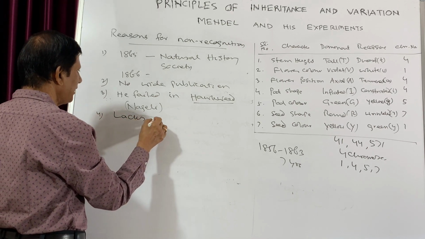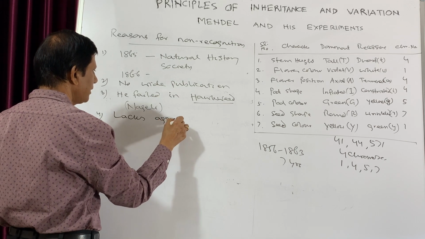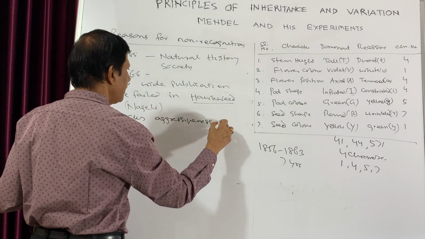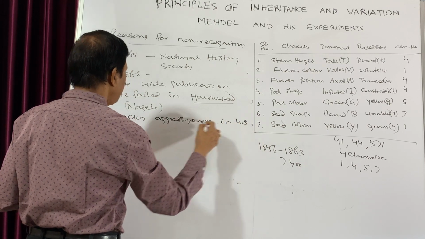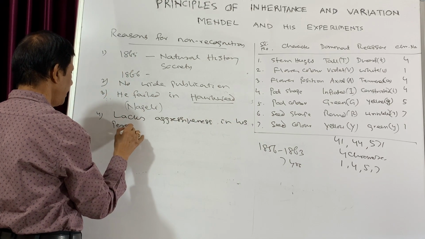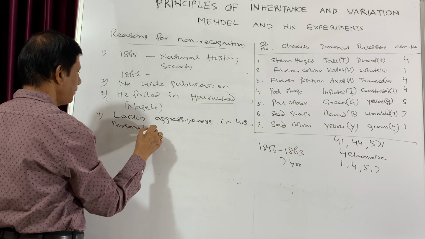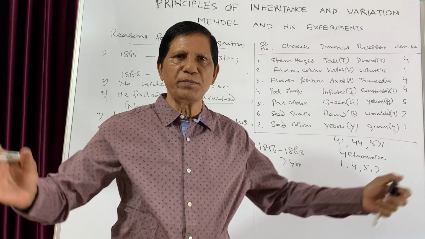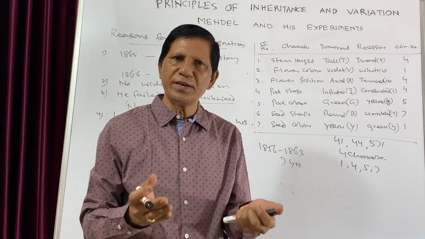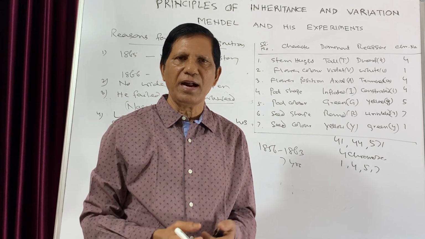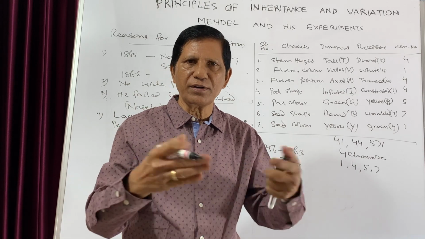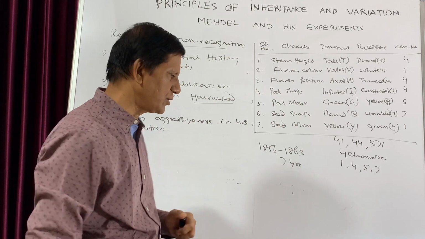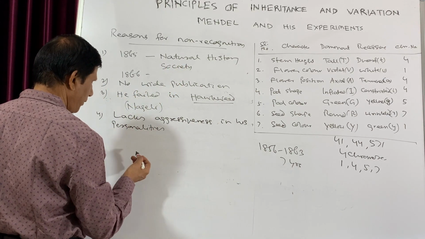Then the next point is, Mendel lacked aggressiveness in his personality. Now, different types of persons are there. There are some people who can contact so many people, but there are some people who are very shy and cannot contact. And Mendel was like that. He could not contact most of the scientists, and he could not convince most of the scientists. So that is also one of the important points.